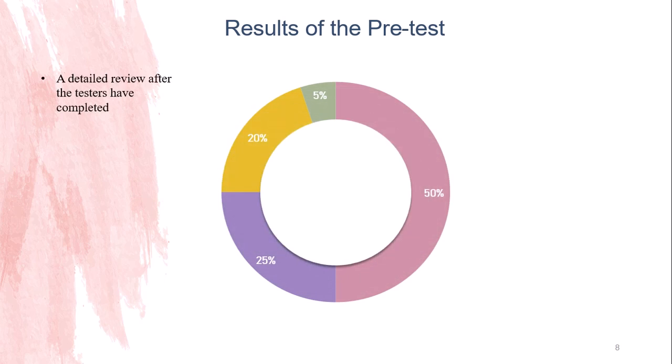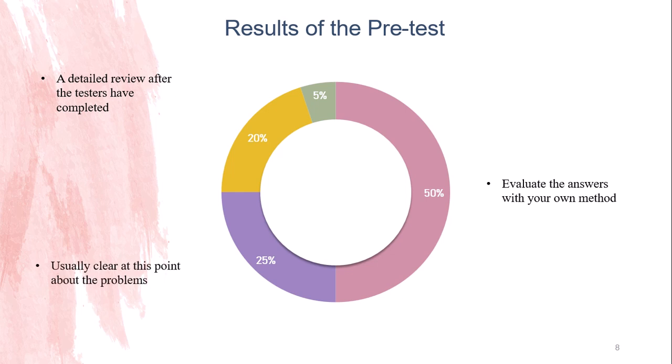And now, once all the testers have completed the survey, review your notes from each section. Evaluate the answers with your own method. At this point, it's normally clear what the major problems are, so you can go about improving the survey to address those problems. Normally, this is all that's needed.